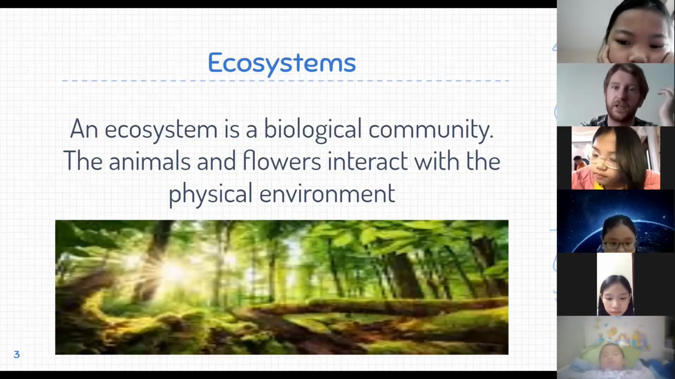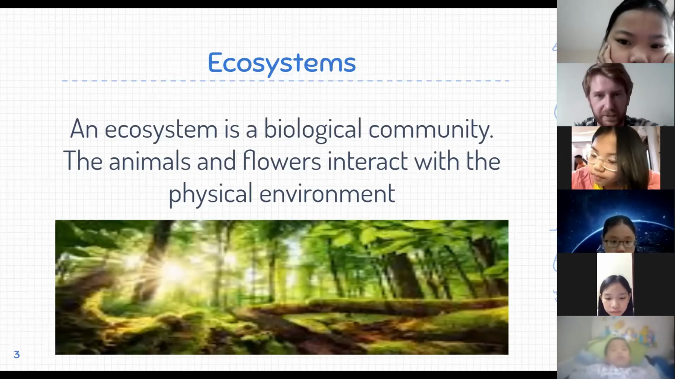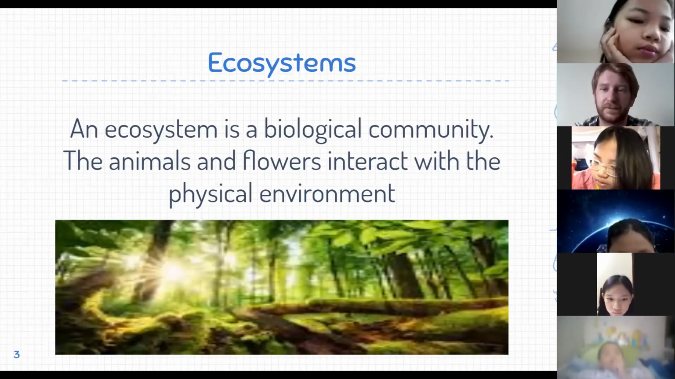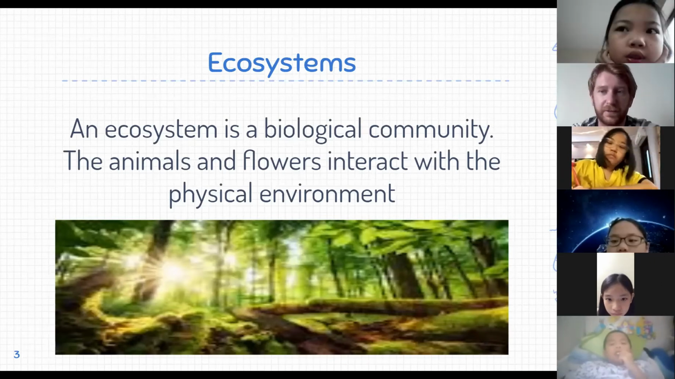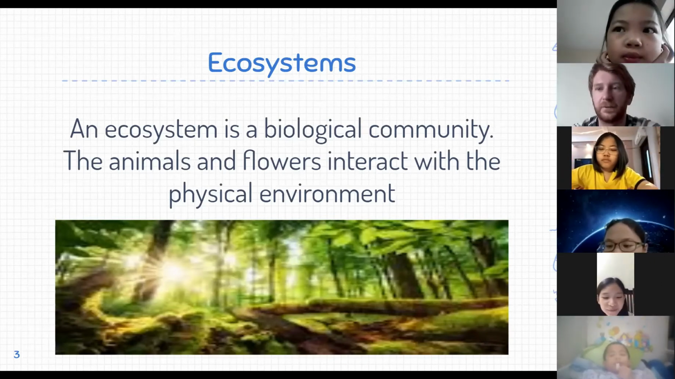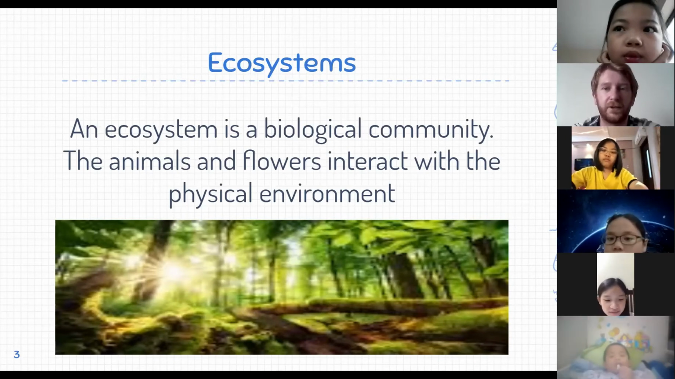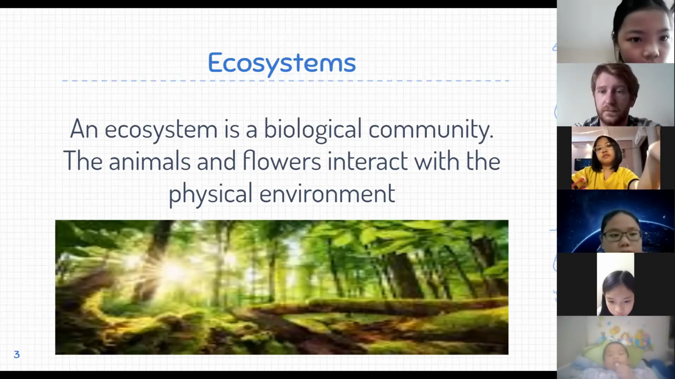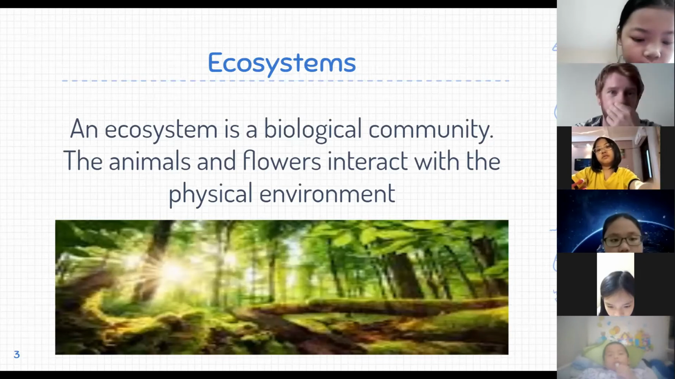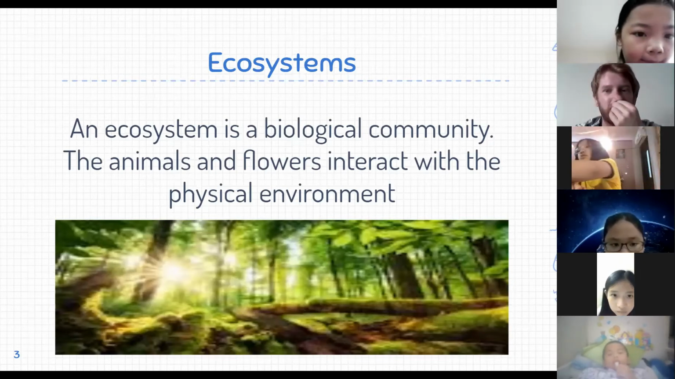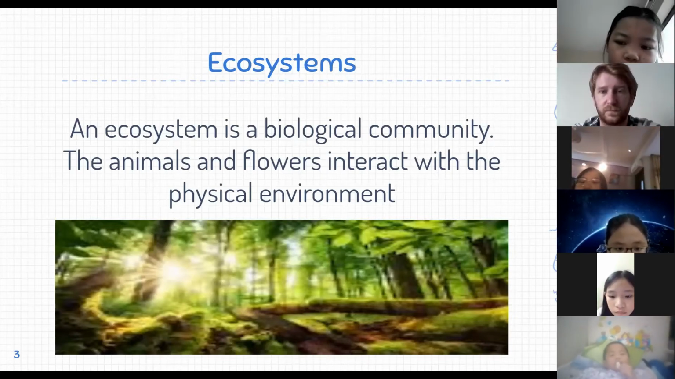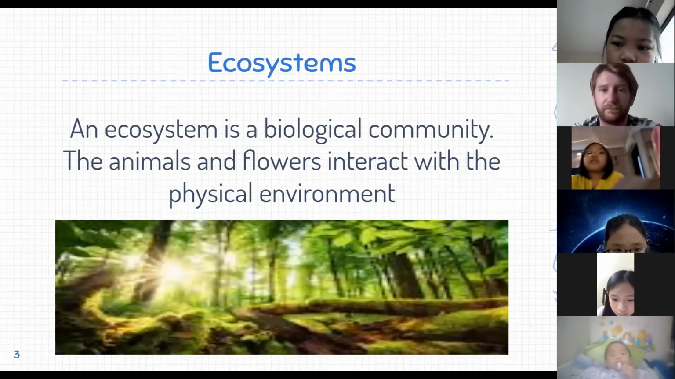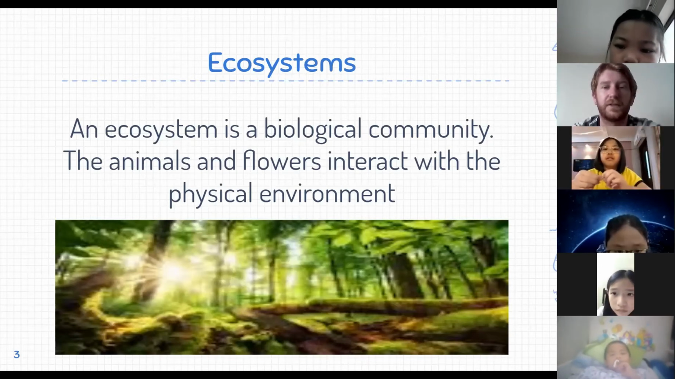So who can give me an example of a living thing, please? Lucy. A tree. Yes, very good. Okay, Kimmy, tell me another living thing, please. Animal. Okay, now someone tell me a non-living thing. Lily. A computer. Okay. Let's think about it in an environment though. Billy, what's a non-living thing in an environment? A table inside a house.